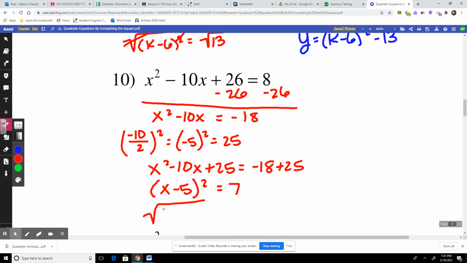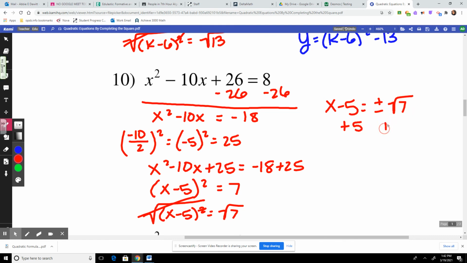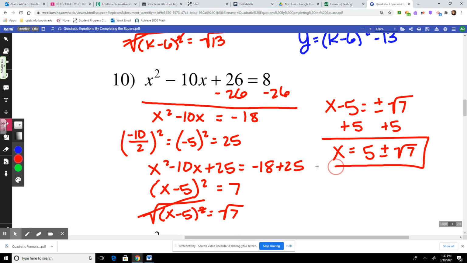Take the square root of x minus 5 squared, the square root of 7. The square root and square cancels and leaves me with x minus 5 equals positive negative the root of 7. Add 5 to both sides, and you get x equals 5 plus or minus the root of 7. Those are your two solutions, 5 plus the root of 7, 5 minus the root of 7.